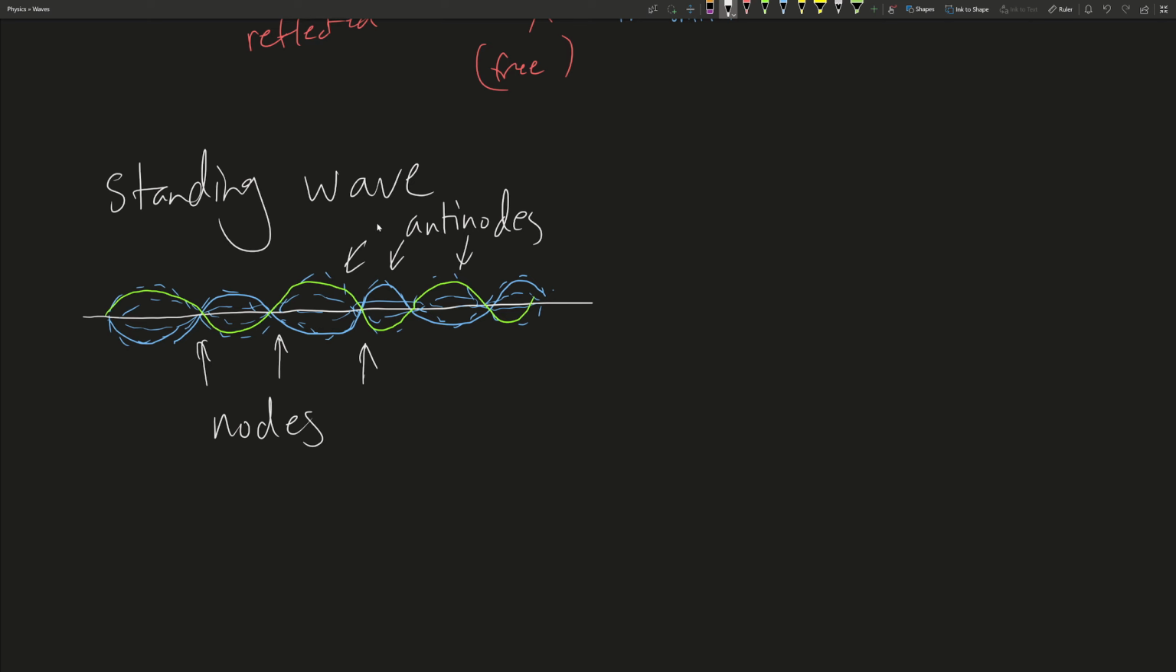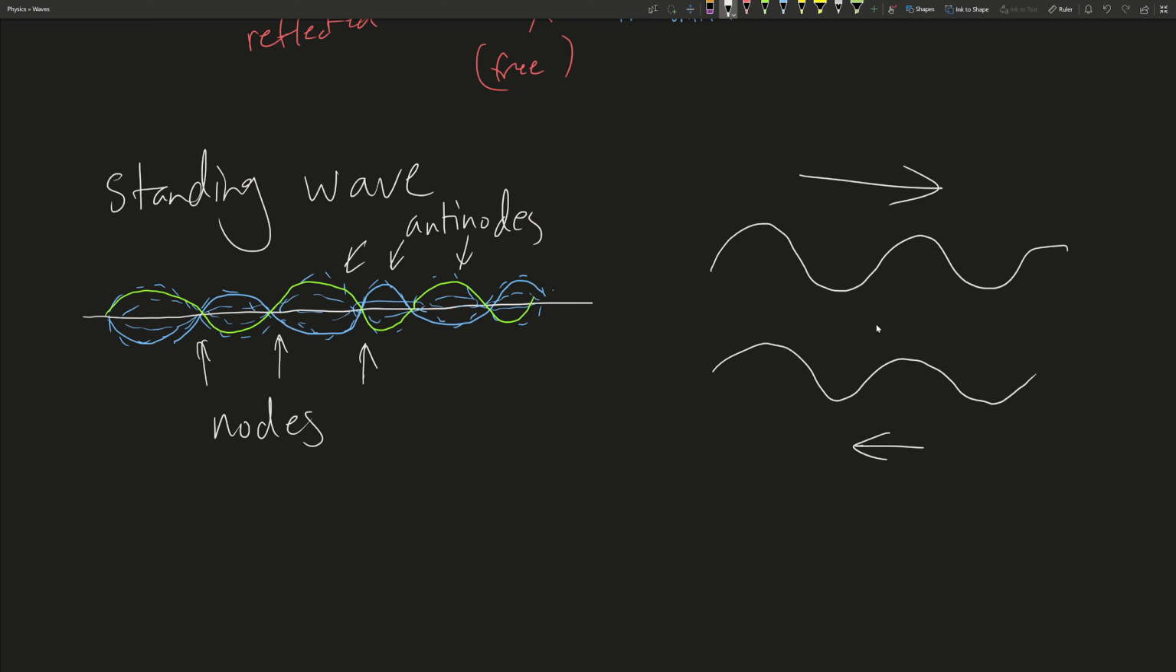Now, standing waves aren't actually waves that aren't moving. They happen when there's interference of waves with the same amplitude and same speed, but in opposite directions. So if you have a wave that looks like this, traveling in this direction, and a wave that looks like this, so same wavelength. Think of a string: if you pluck it, it'll have the same wavelength and the same speed since it's through the same medium. But once it gets reflected, it'll be going in opposite directions.